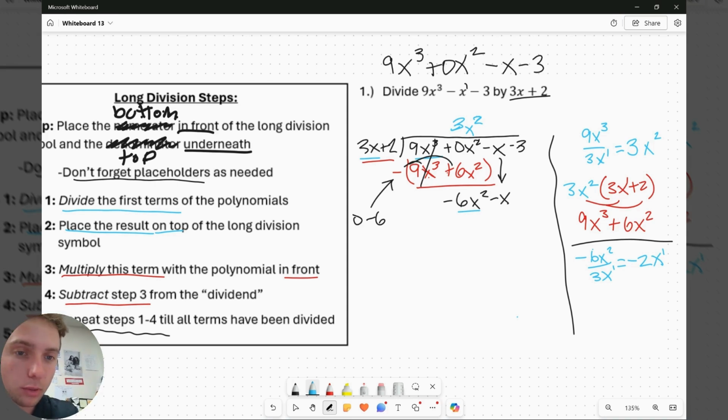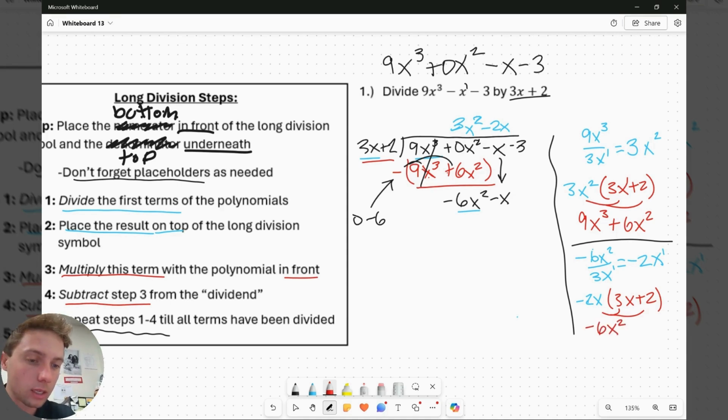Step 2 says place that on top of our symbol. Okay, do you need that little 1 as your exponent? Technically, no, so you can get rid of it if you don't want it. From there, though, step 3 says now take whatever that was, the negative 2x, and multiply that with whatever's out in front. That is the 3x plus 2. Okay, we're multiplying. We have the parentheses to show that. We distribute and figure out what we get.